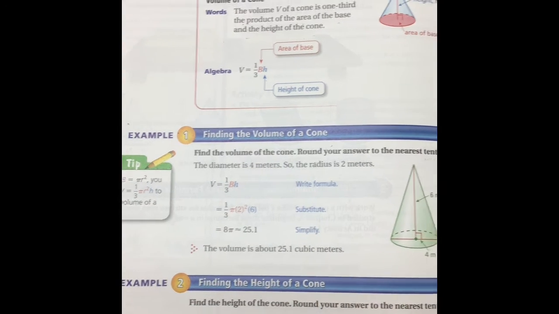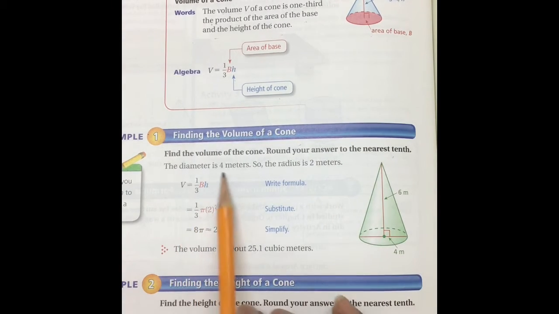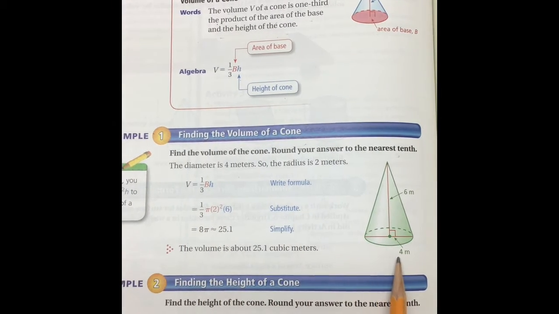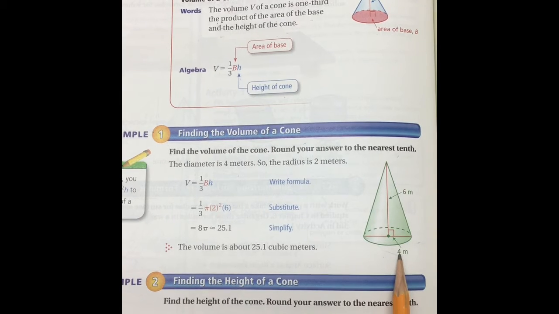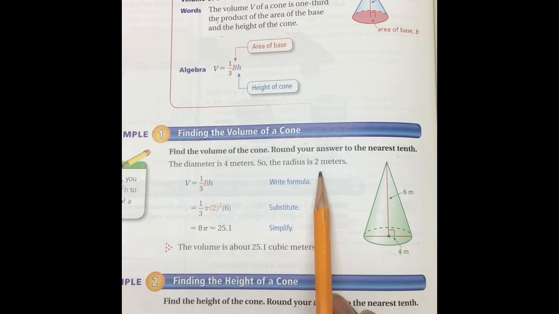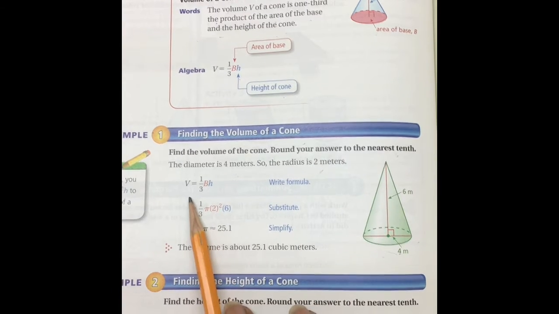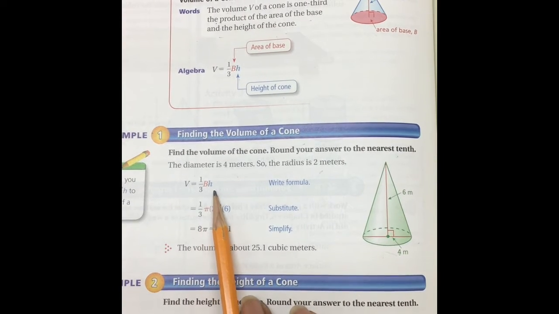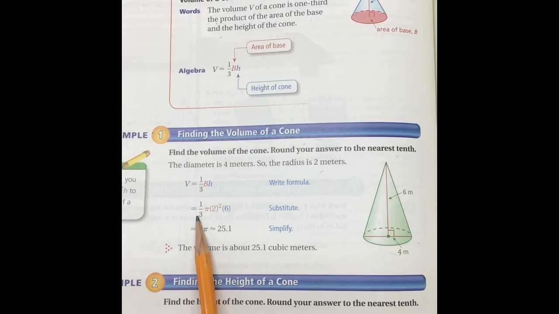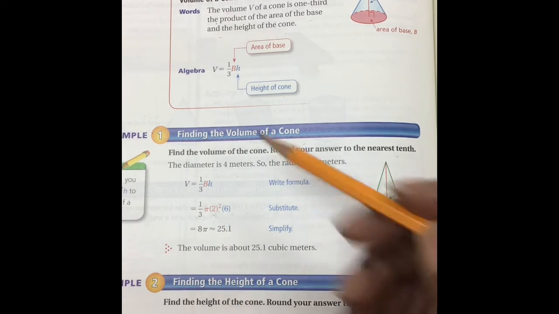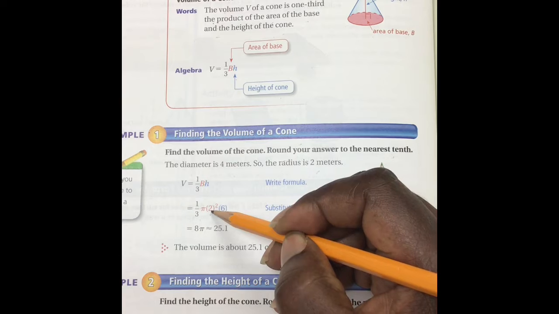The diameter in this particular cone, from here to here, is 4 meters. But we need R, the radius, which would be 2, half of the diameter. So V is equal to 1/3 B times H. Now we have 1/3, we plug in our R from this shape, which is 2, square it, and then our height, which is 6. So 2 squared is 4.